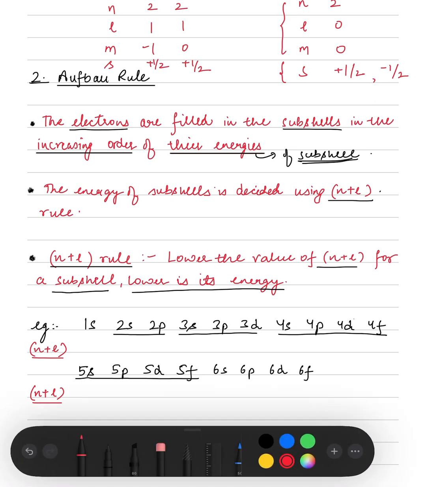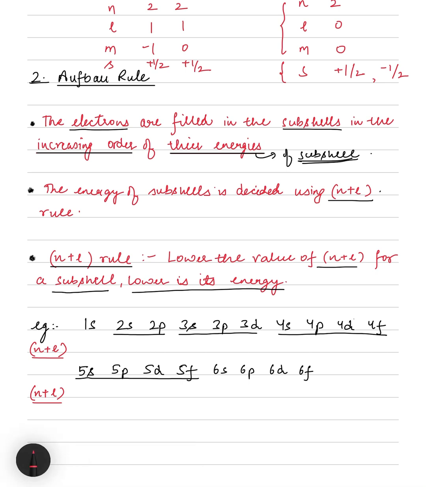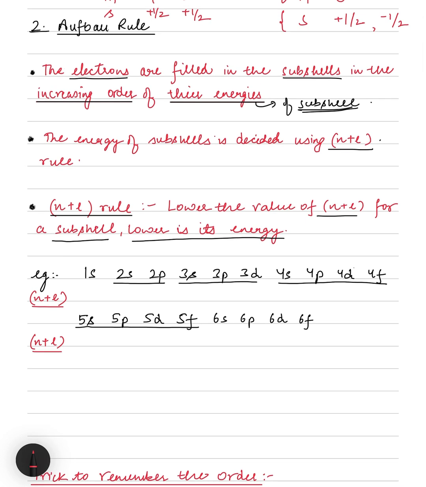Now n is basically what? n is the principal quantum number and L is the angular momentum quantum number. And both these values are given with respect to every subshell. In the case of 1s, the value of n is 1 and the value of L is 0. So it is what? 1 plus 0, it is 1. Similarly, in the case of 2s, again here also, we have 2 plus 0, 2.